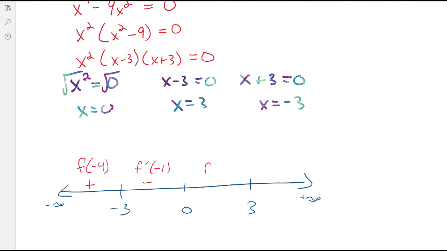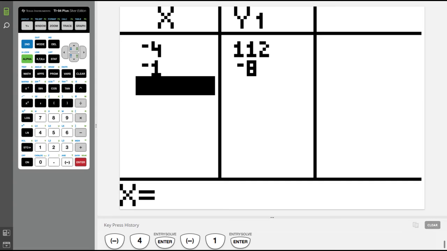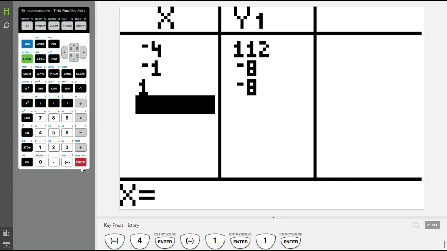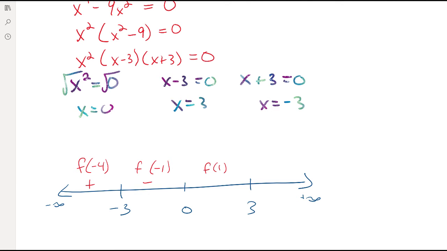Okay, let's keep it going. Let's do f of a positive 1. Calculator, type in 1. We get a negative value again. And then from 3 to positive infinity, let's plug in a positive 4.